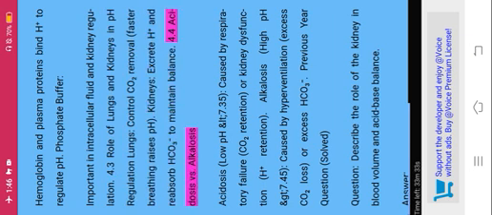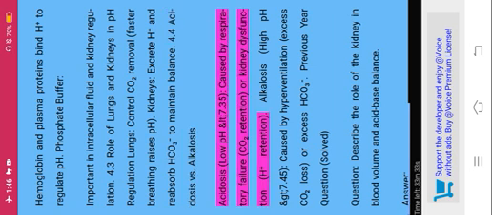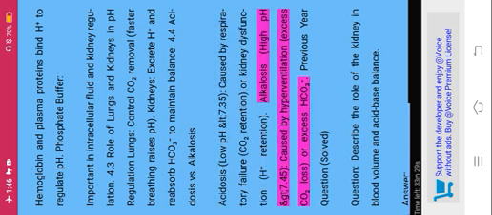4.4 Acidosis versus alkalosis. Acidosis, low pH, less than 7.35, caused by respiratory failure, CO2 retention, or kidney dysfunction, H+ retention. Alkalosis, high pH, greater than 7.45, caused by hyperventilation, excess CO2 loss, or excess HCO3-.